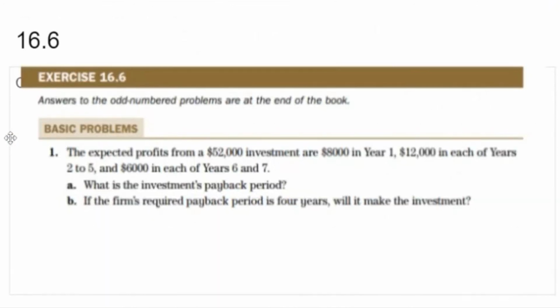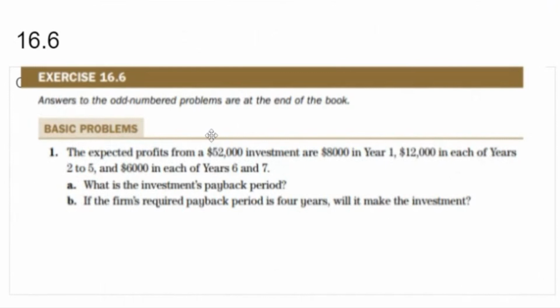So in this particular case, we've got a simple problem. It's fairly straightforward to do this. The expected profits from a $52,000 investment are $8,000 in year 1, $12,000 in each of the years 2 to 5, and $6,000 after that, years 6 and 7. What is the investment payback period?